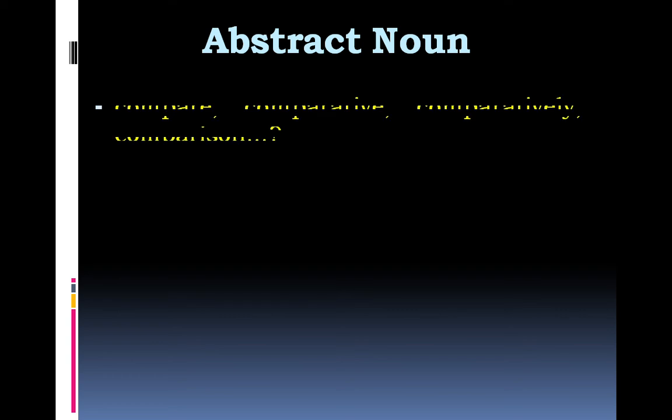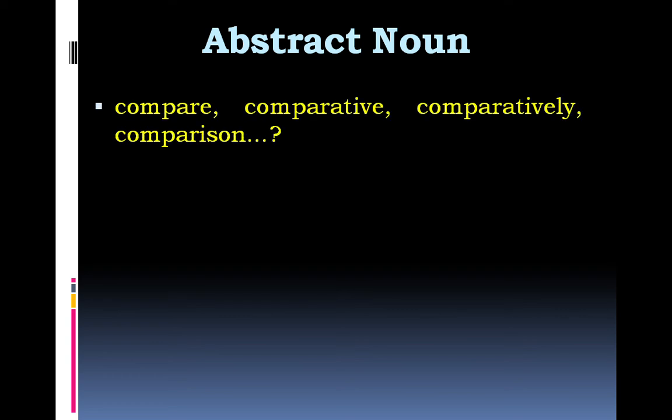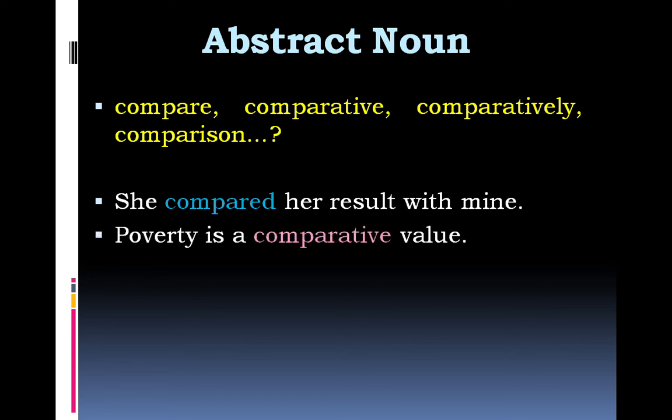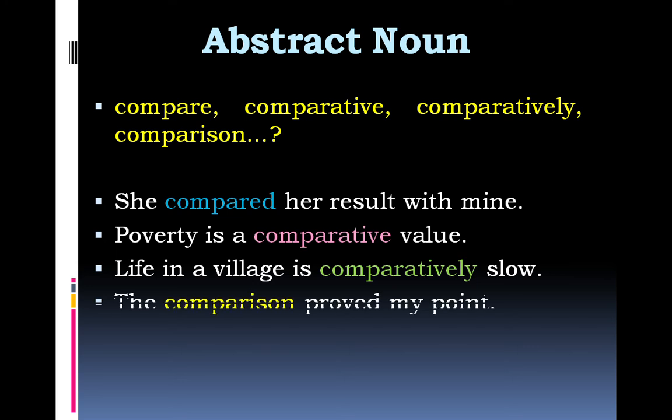Let's have some more examples. The examples are very similar, so I'm not going to explain them. You can just look at them and try to understand. I do hope you'll be able to tell which one of the four words is an abstract noun. It's very simple and easy. Just compare these examples with the previous examples.